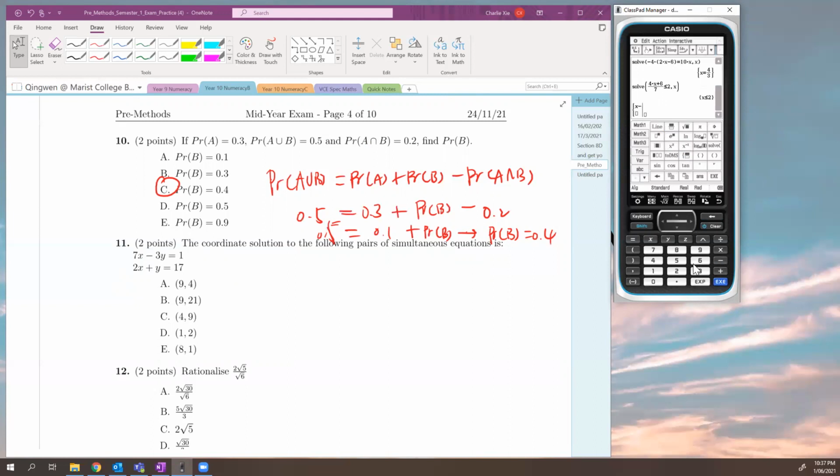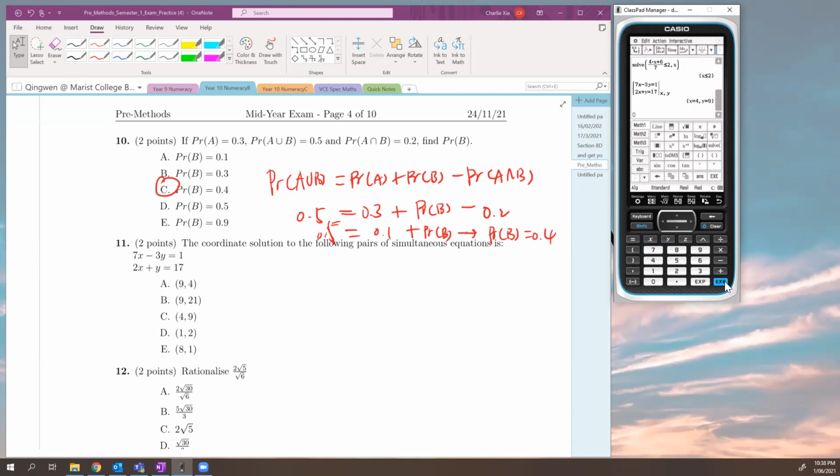7x take away 3y is equal to 1. And we've got our second equation, 2x plus y is equal to 17. Now we're solving for x and y, so x comma y. Execute. They did something around 2x plus y, not 7x. No wonder there's no answer to it.